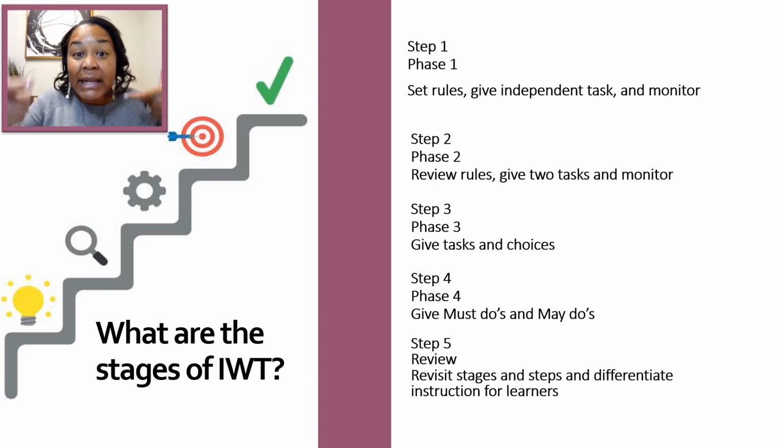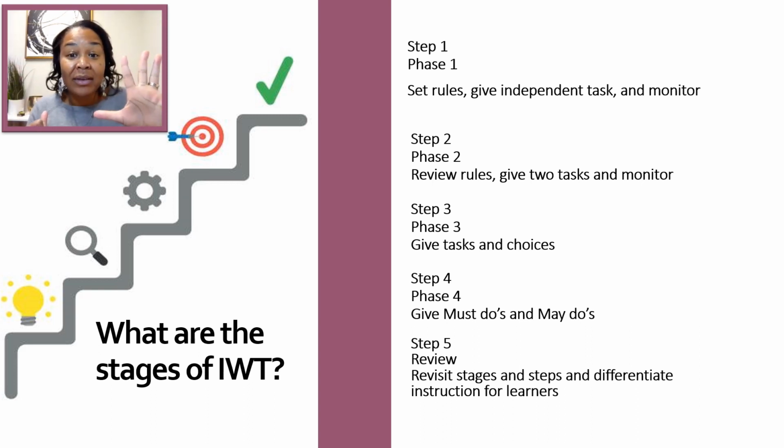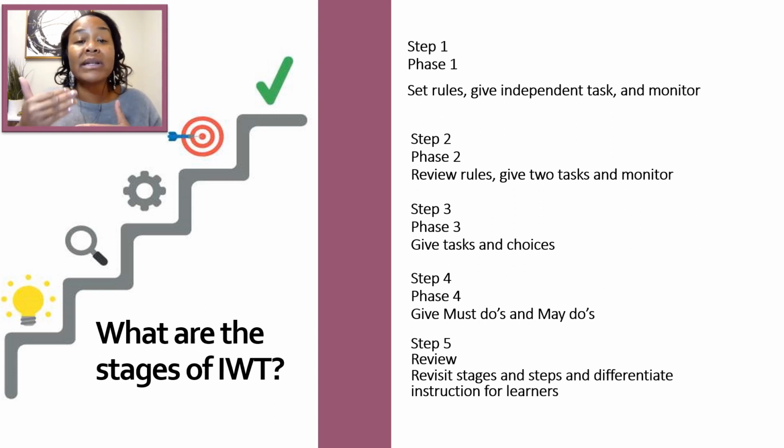Now, here are the phases of independent work time. There are 5 phases, and we can always go back to a phase prior if we know that it's not working. So phase 1, set the ground rules. We give independent tasks. We really go over the tasks, make sure everybody knows and understands the expectation, and we monitor. So at this point, we're not pulling groups. We're monitoring the class to make sure everybody's on task. Step 2, we review the rules, we give tasks, we monitor. Same thing, we might extend the amount of time for students to make sure they're working independently.